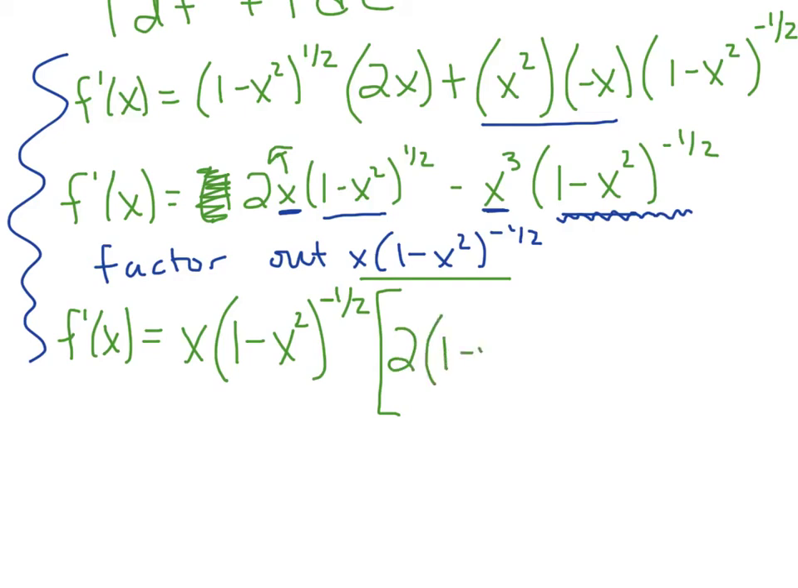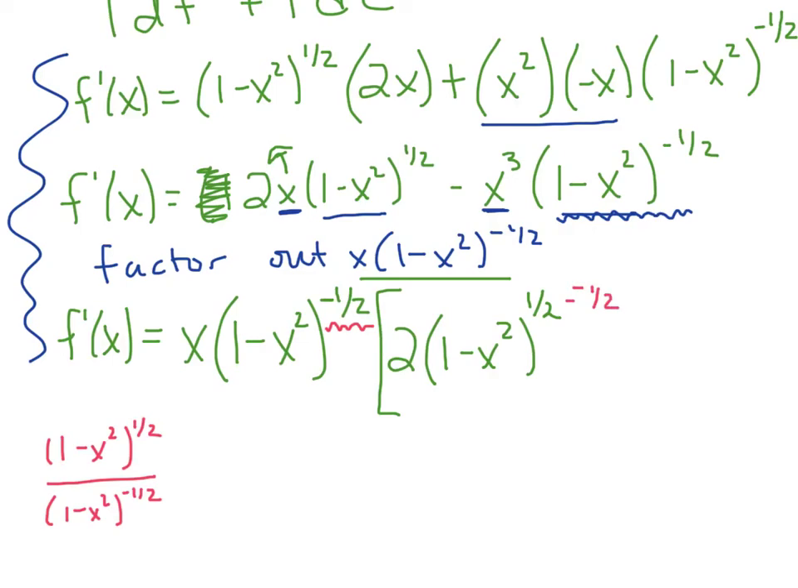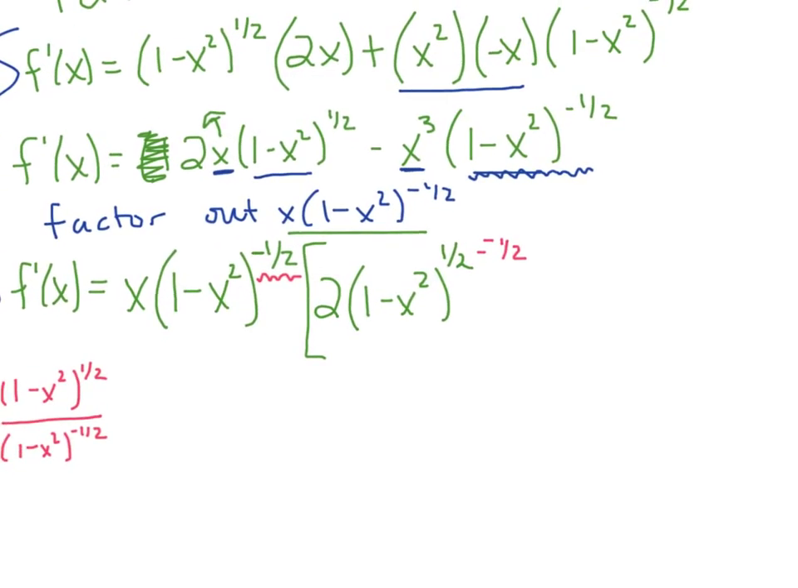Parentheses, 1 minus x squared raised to the 1/2, and this is what I said I'm going to do. I'm going to subtract what I pulled out because I'm dividing it. If you go over to the side for a little bit, I'm basically doing 1 minus x squared to the 1/2 divided by 1 minus x squared to the negative 1/2. What do we do to our exponents when we're dividing? We subtract. So that's what I'm going to do right here. Minus negative 1/2. You're going to see something happen, and it happens every single time we do this.